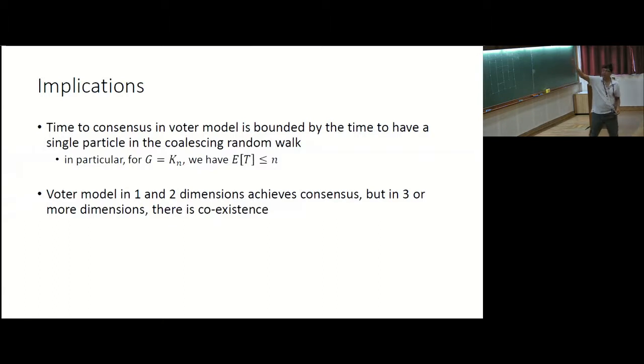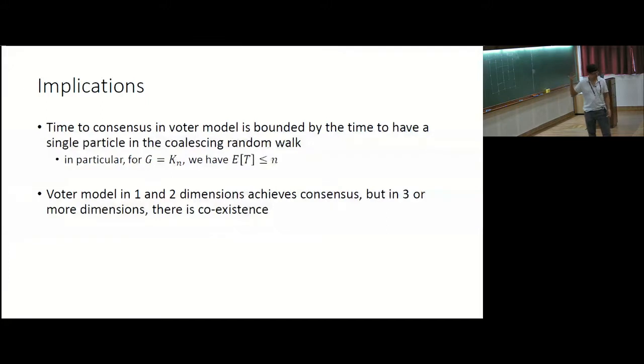And so you should compare this n with the rumours spreading model we discussed yesterday. If we scale the rate at which particles do something the same way, there the rumours spreading time would be log n. So rumours spread much faster than the time it takes to reach consensus. Consensus is much slower.